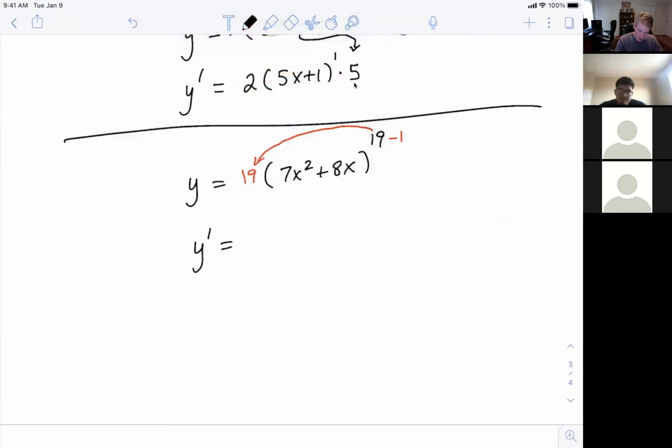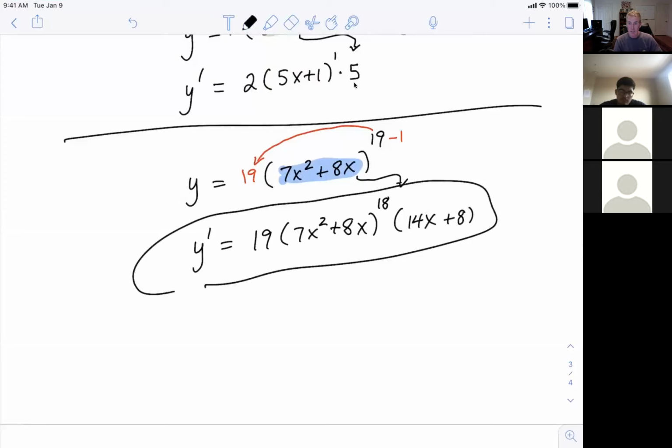So y prime is going to equal 19. Leave the parentheses alone. And now it's to the 18th. And then the chain rule goes, hey, what about the inside part? You never took the derivative of the inside. So then you just do that last. So the derivative of 7x squared, the 2 goes in front. So that's going to be 14x. And the derivative of 8x is just an 8. And then we're already done.